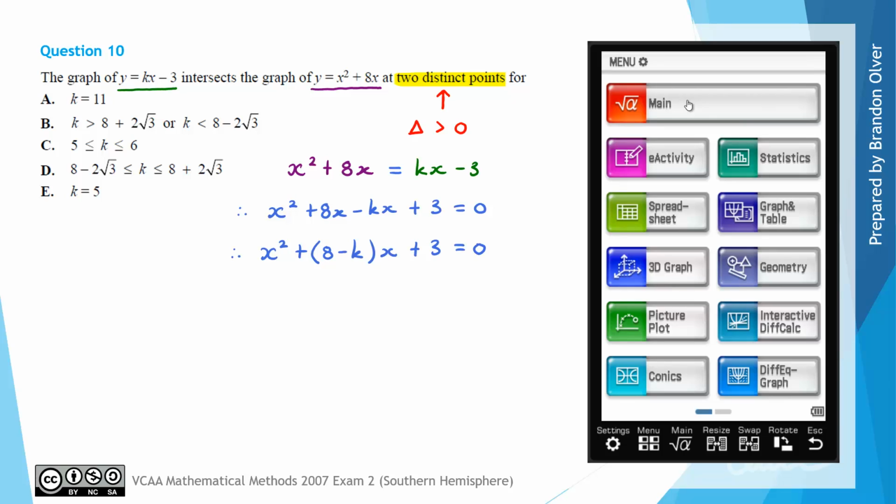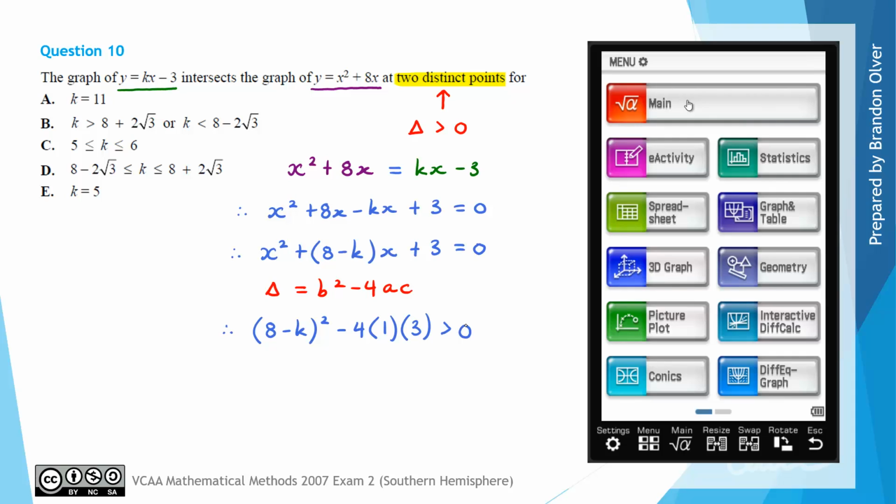So now we can go and calculate an expression for the discriminant, and we know the discriminant is equal to b squared minus 4 times a times c, where b, a, and c are the coefficients in that standard form. So therefore, b squared is going to be (8 subtract k) squared minus 4 lots of a, which is the coefficient of x squared, which is just 1, times c, which is the constant term, which is 3. And to get those 2 points of intersection, we said that we needed to solve that greater than 0. And this is now something that our calculator can do for us.